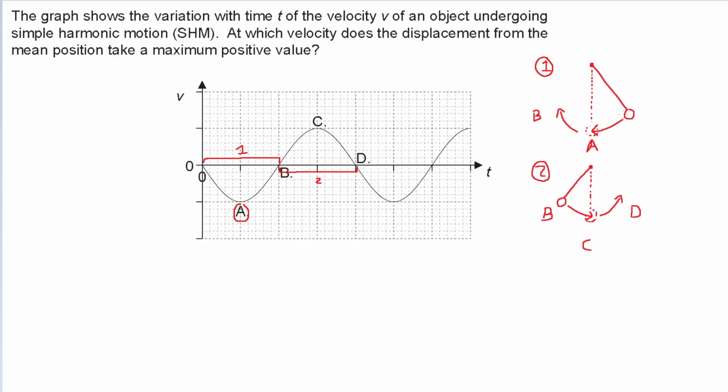So now the question is asking for the displacement with the maximum positive value. So I know for displacement, I'm looking on the right side here. So when is displacement the maximum here? Well, it's at D, which is the same as at 0, but that's not an answer choice, so the answer choice that's correct is answer choice D.